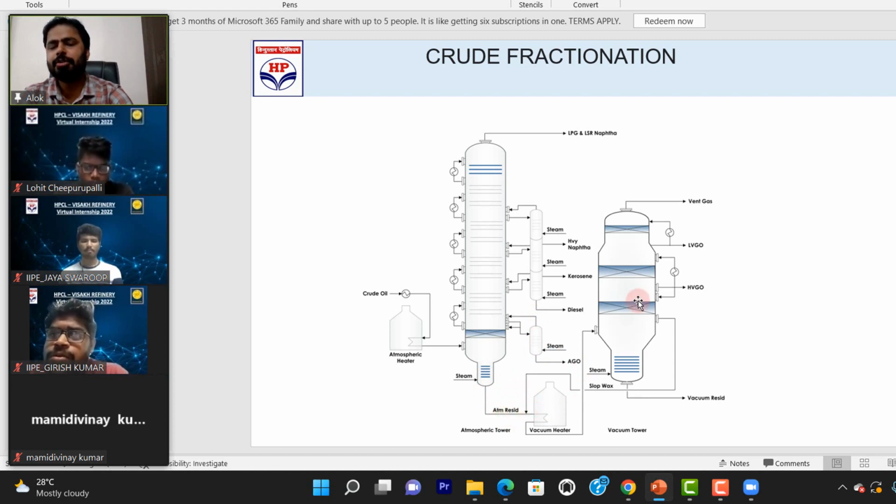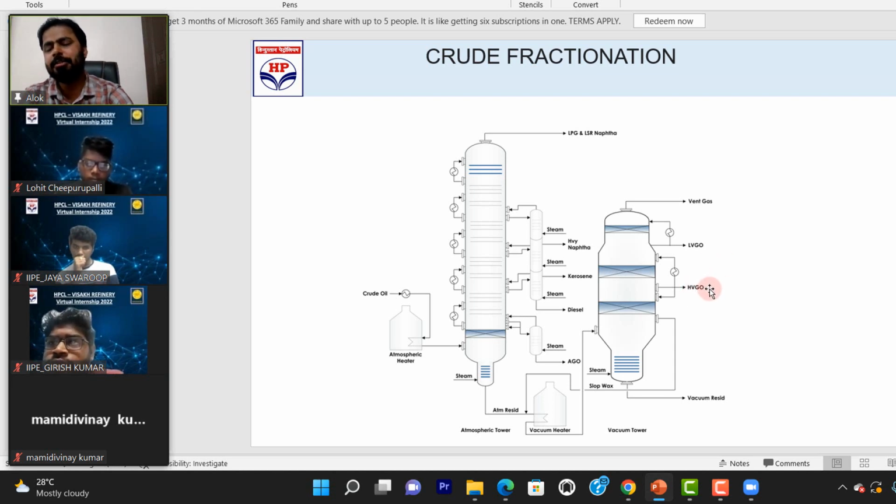The atmospheric residue goes to the vacuum heater. From the vacuum heater it goes to the vacuum column. From there we get some gases, then LVGO and HVGO. LVGO is sometimes directly used as a part of diesel once it is treated in the diesel hydrotreaters. Then HVGO, some FCCs process after treating it in the hydrotreater, but most FCCs directly process HVGO in the FCC unit.